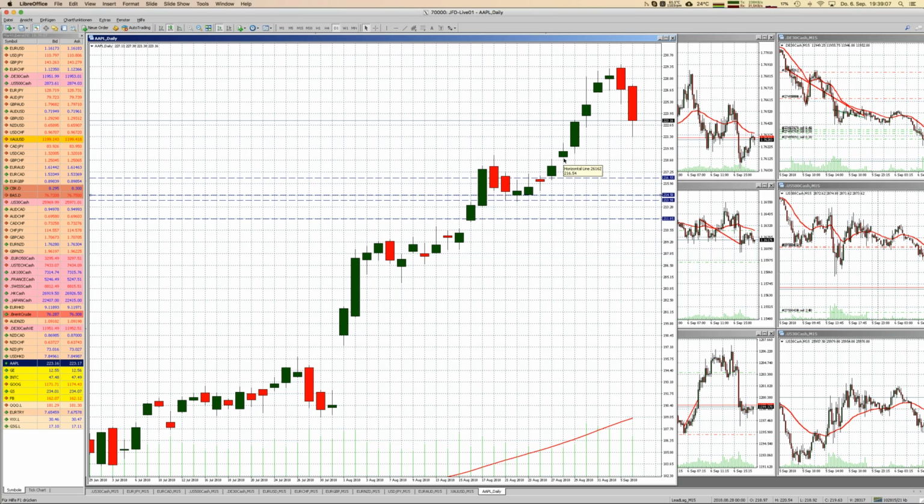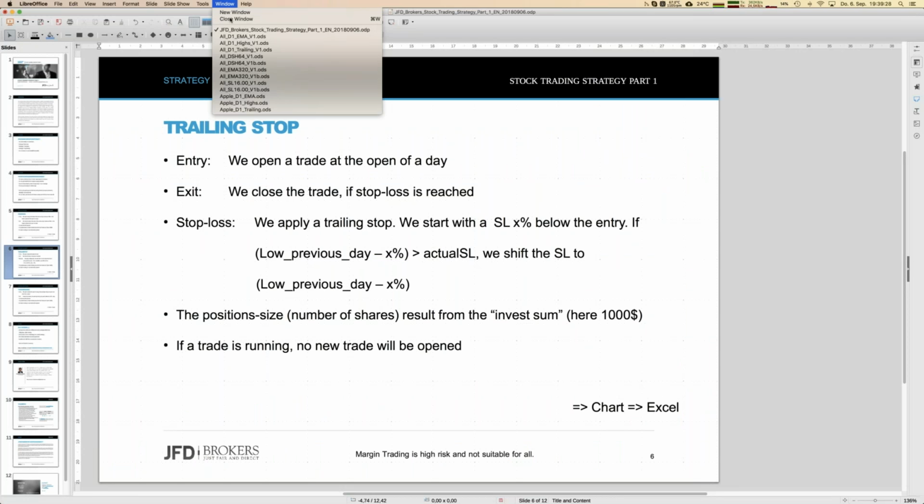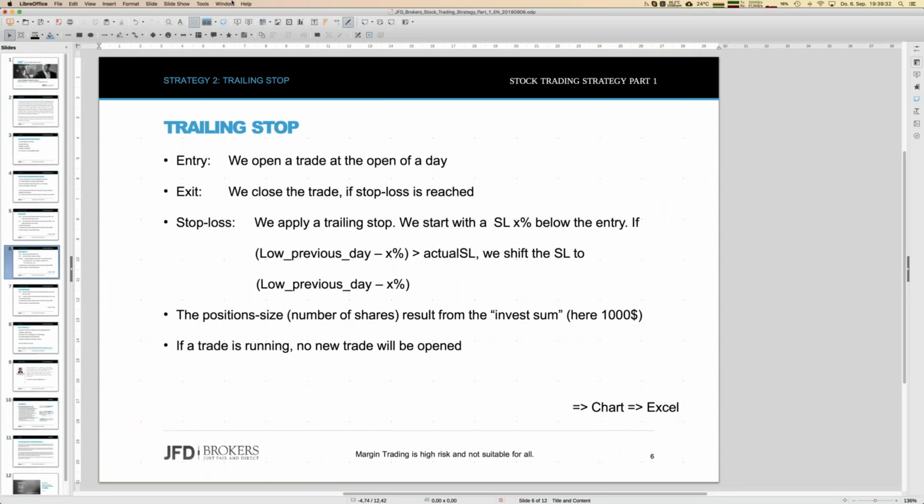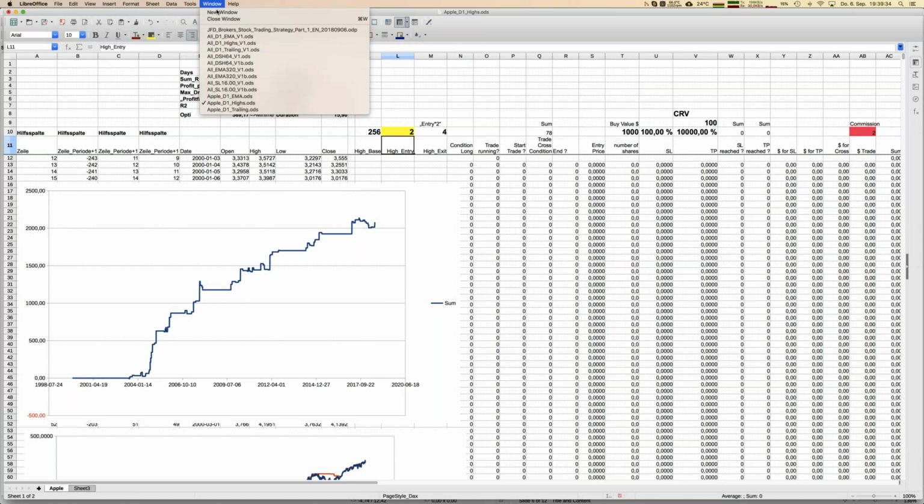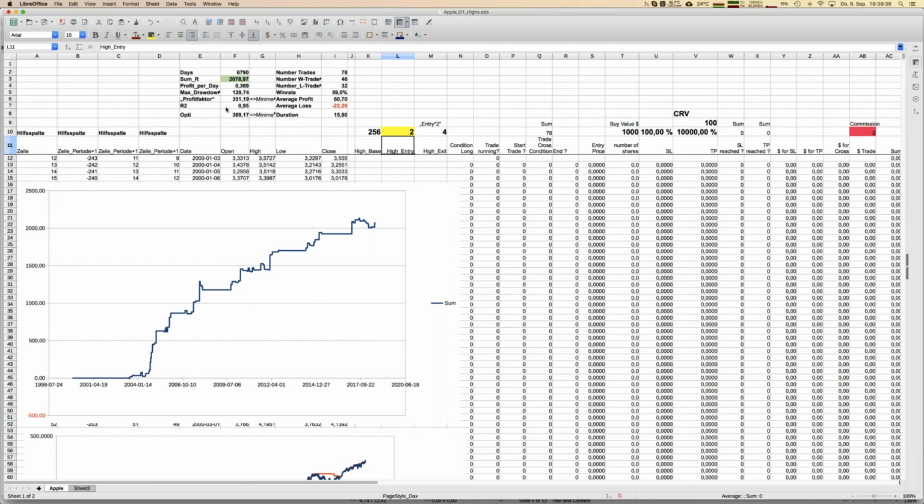And if that is always higher, then that sequence of candles here would result in a constant shift every day for our stop loss. So it's moving higher and higher and higher. So that's the trailing stop we apply here. Same we do in our Excel sheet. Quite easy. And here we go. And this is a high strategy. And now we go for the trailing.